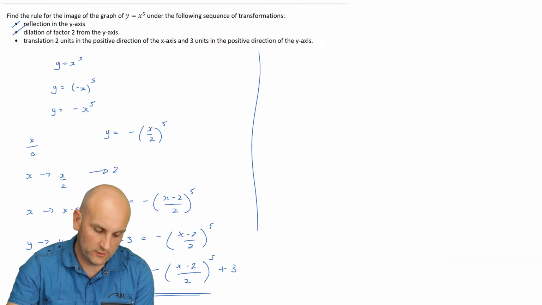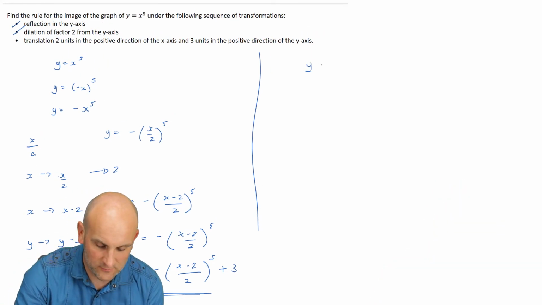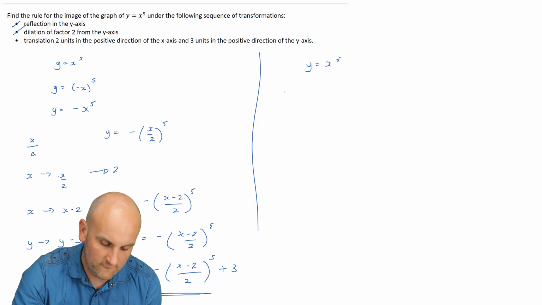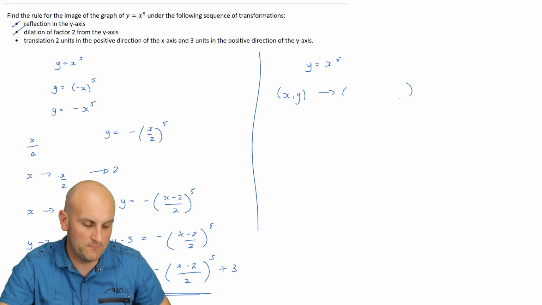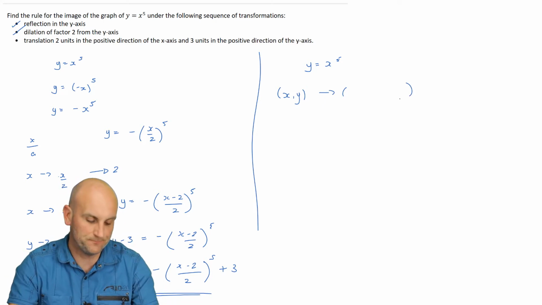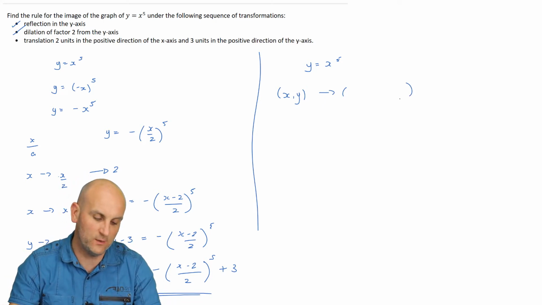So what are we trying to do? We've got y is equal to x to the power of 5. I've got my original coordinates x to the y, and so what I now need to do is try and build up this algebra. So first things first, reflection in the y-axis.